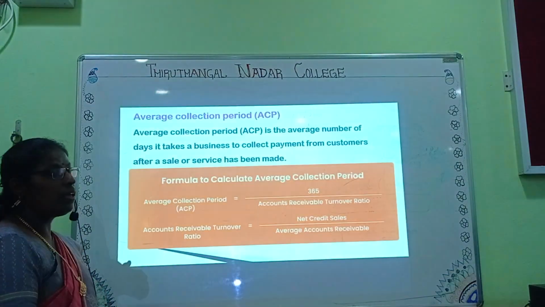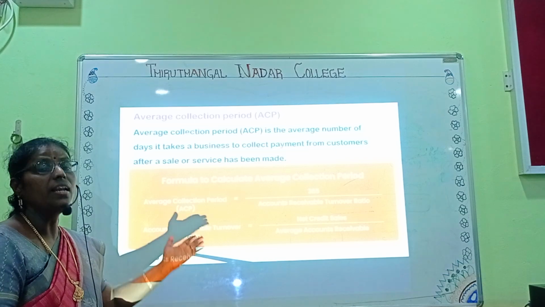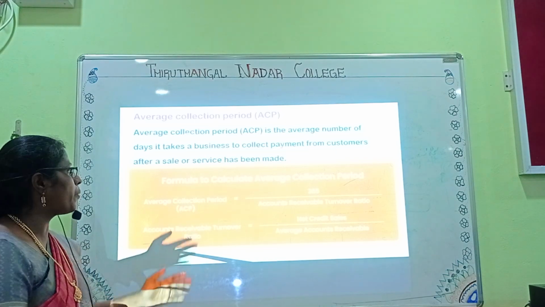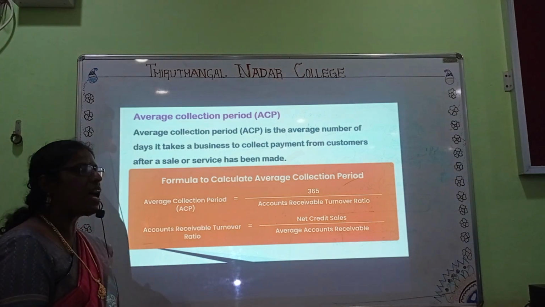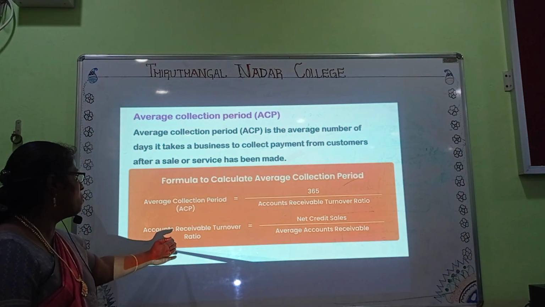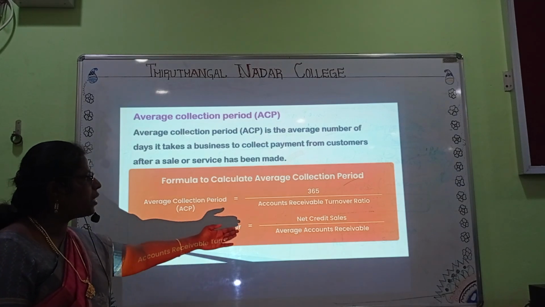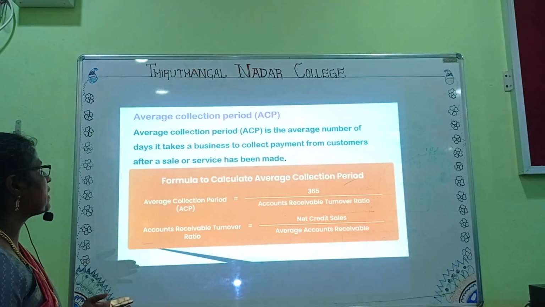Please, this is a simple formula. Don't forget the formulas. Okay, you can get marks easily. Simple problem only. Average collection period is equal to 365 divided by average receivables turnover ratio, and accounts receivable turnover ratio is equal to net credit sales divided by average accounts receivables.